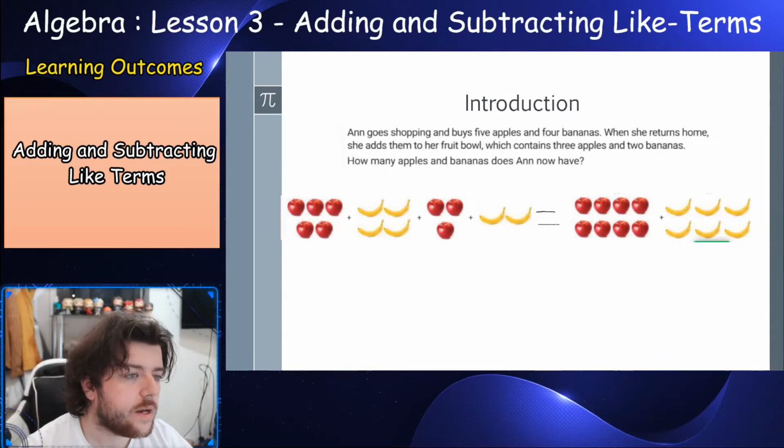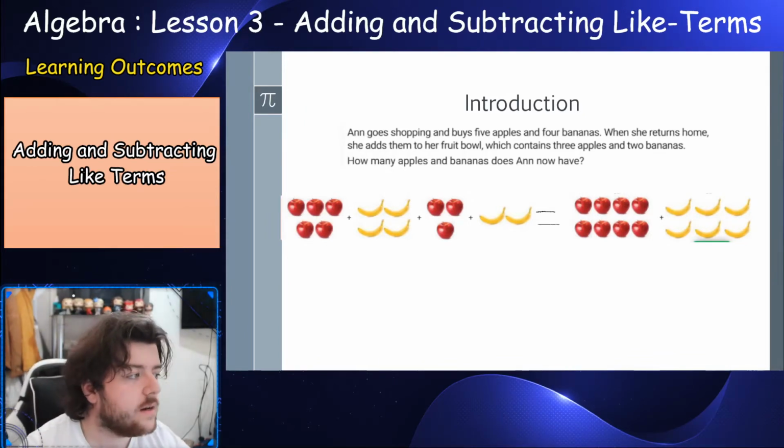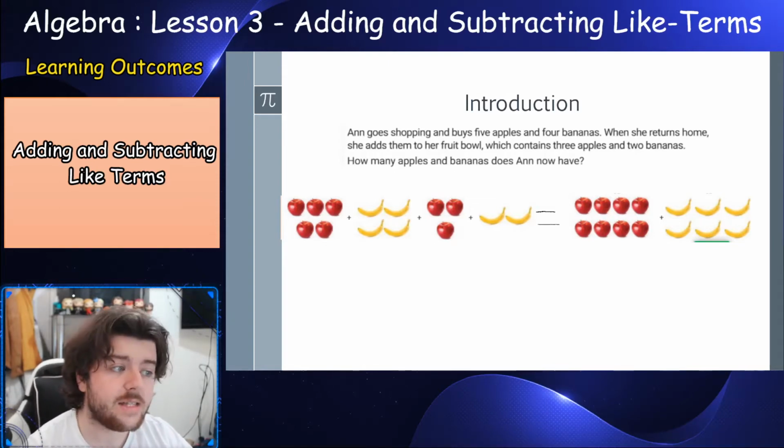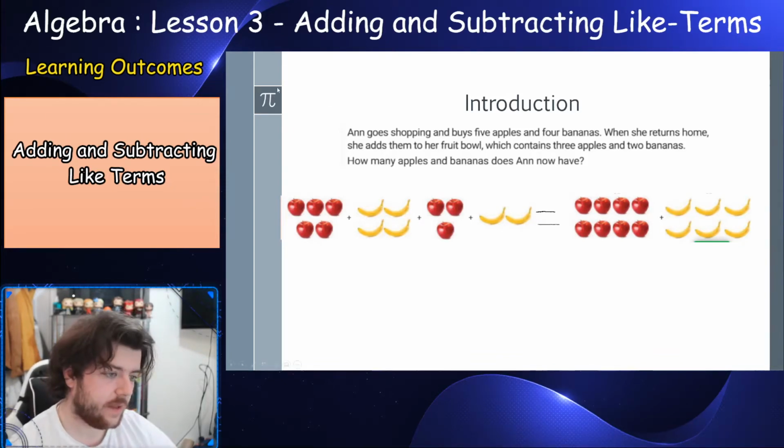Okay, so Anne goes shopping and buys 5 apples and 4 bananas. When she returns home, she adds them to a fruit bowl, which contains 3 apples and 2 bananas. How many apples and bananas does Anne have now? So see here, we have 5 apples. That's the one she bought. We have 4 bananas. She bought them. Then these 3 apples are the ones that are in her fruit bowl, and then these 2 bananas are the ones that are in her fruit bowl as well.